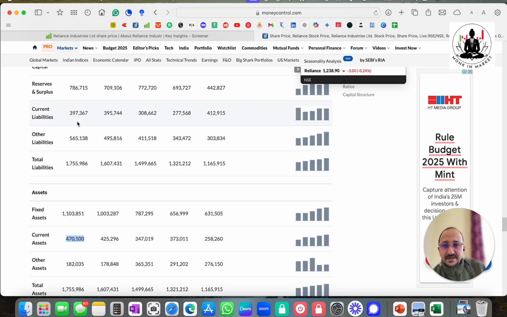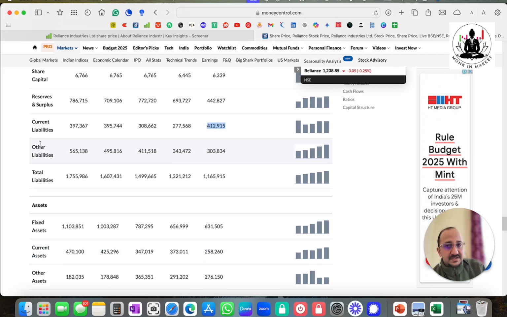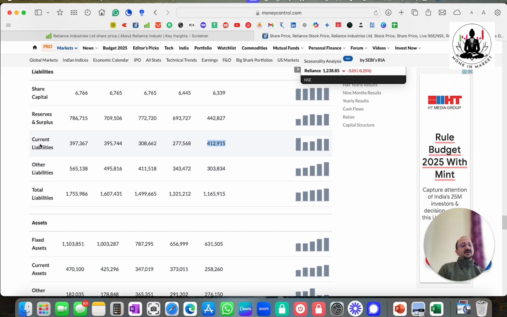Now, current assets and current liabilities. Current assets are always more than the current liabilities. Again, a good sign for us. So it's a thumbs up. So their balance sheet seems to be good, and it's a good sign for our investments.